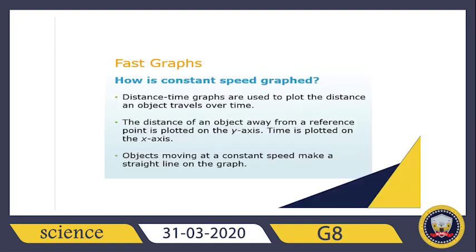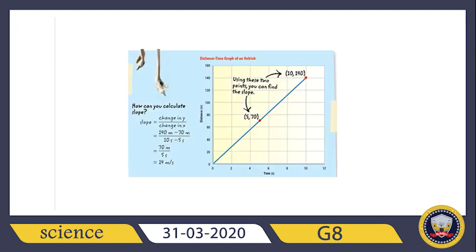So how is the constant speed graphed? Distance time graphs are used to plot the distance an object travels over time. The distance of an object away from a reference point is plotted on the y-axis, while time is plotted on the x-axis, as we can see here. Guys, this is our distance time graph, and we always will plot distance on which axis? Yeah, on the y-axis, while the time will be plotted on the x-axis.